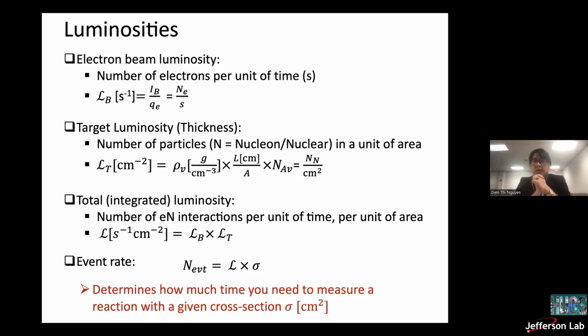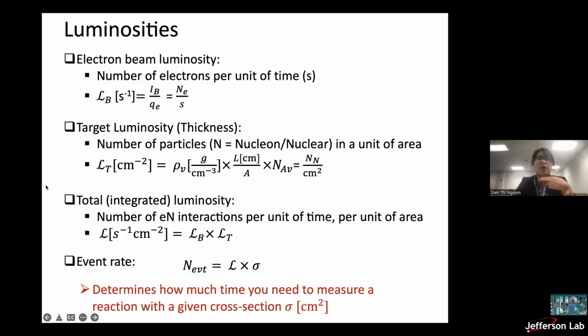When I talk about luminosity, I will break it into different portions. The first one: we have the electron beam coming in to interact with the target, right? So the first thing we call the electron beam luminosity. When we send the electron beam to interact with the target, we will have an electron beam current, for example 2 microamps, 10 microamps, something hitting the target.